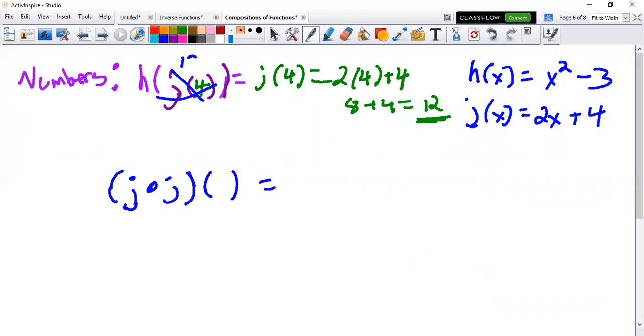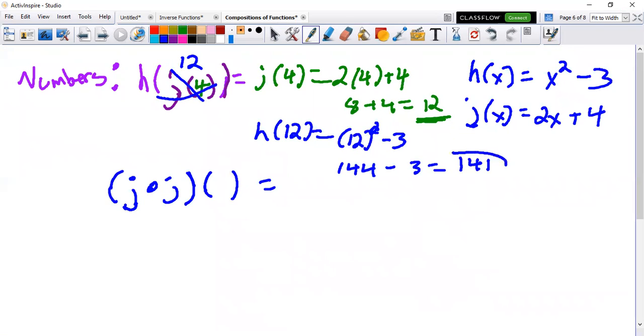All right, so now I substitute in 12. Now I'm doing h of 12, plugging it in here. I've got 12, still with the exponent up there. So 12 squared minus 3. It's supposed to be a 2, doesn't really look like it. 12 squared is 144. Minus 3 is 141. I should have done that in blue. There's a lot of blue right there.